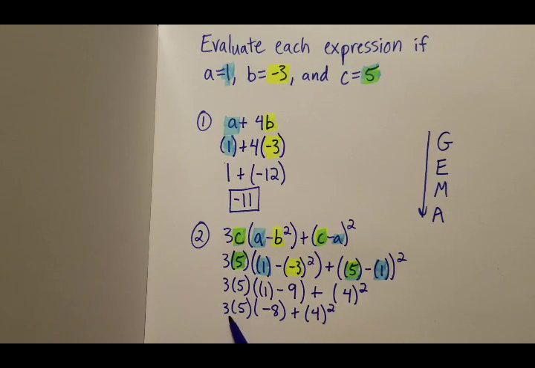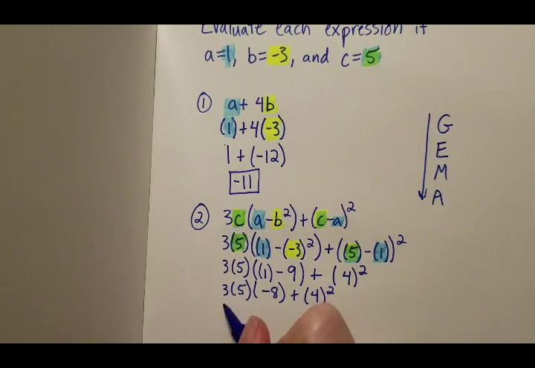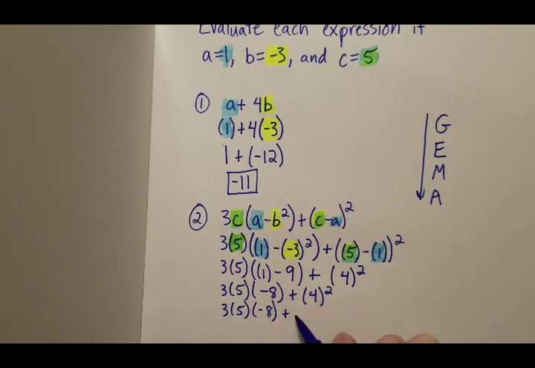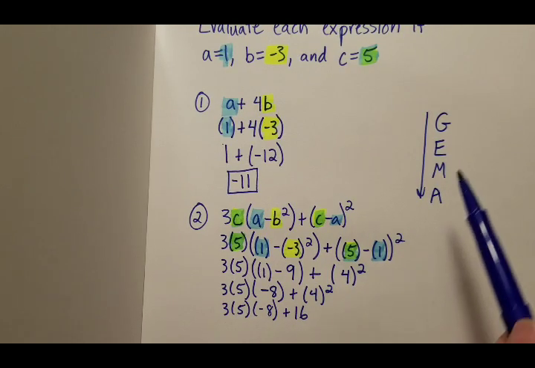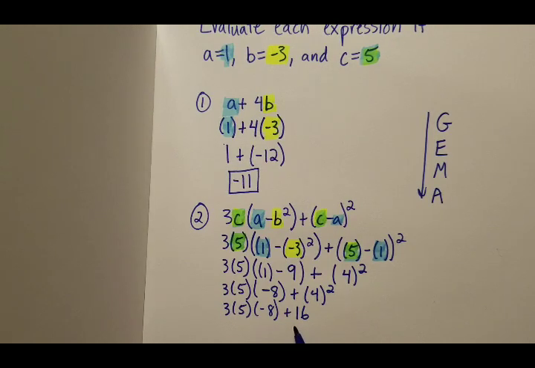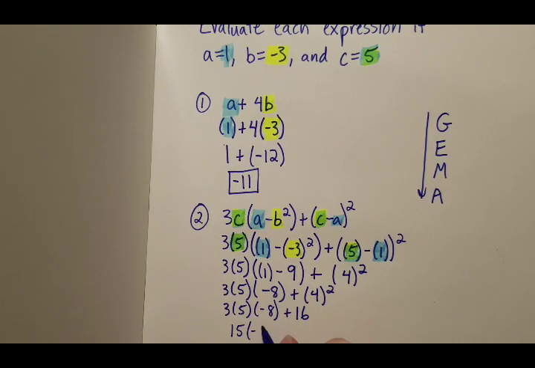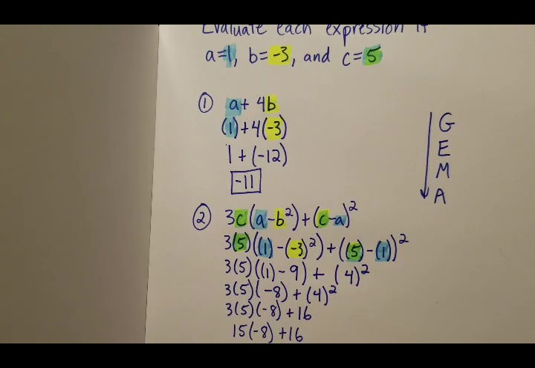Okay, so here we've got multiplication, multiplication, addition, and an exponent. If we're following the steps of GEMMA, that means that we need to evaluate the exponent next. So we're going to keep 3 times 5 times negative 8 plus, and 4 squared is 16. And then in our next step, now we just have multiplication and addition. So we're going to do the multiplication next from left to right. So 3 times 5 would give us 15. We have 15 times negative 8 plus 16.